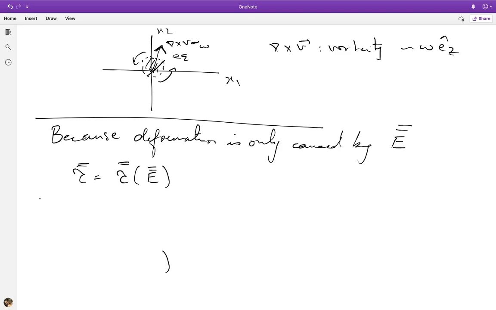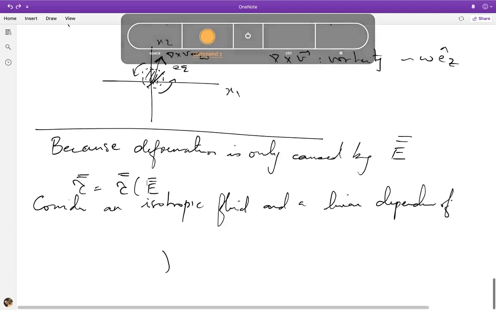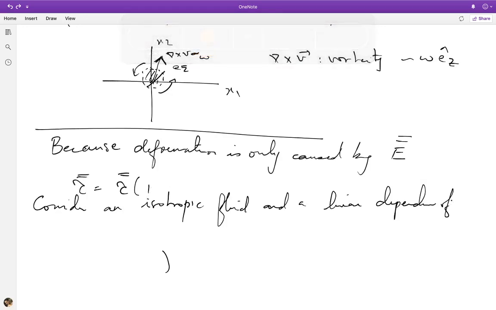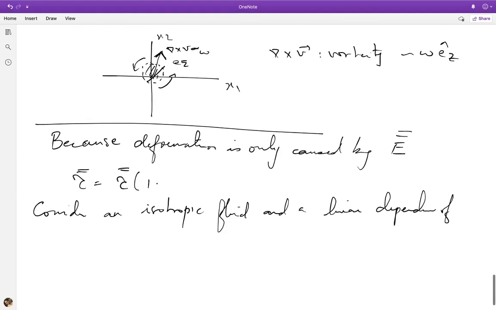So what we do is we consider an isotropic fluid and a linear dependence on E. Yes, so, sorry, I lost the linear dependence.